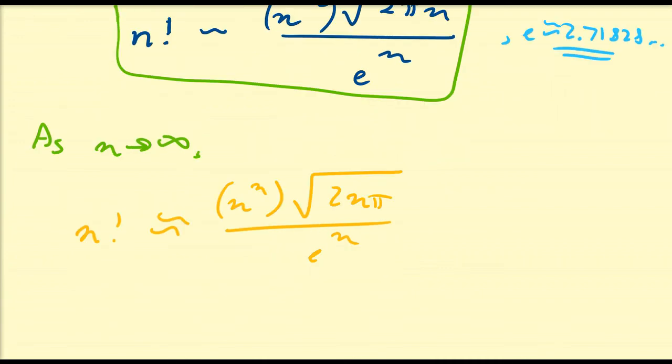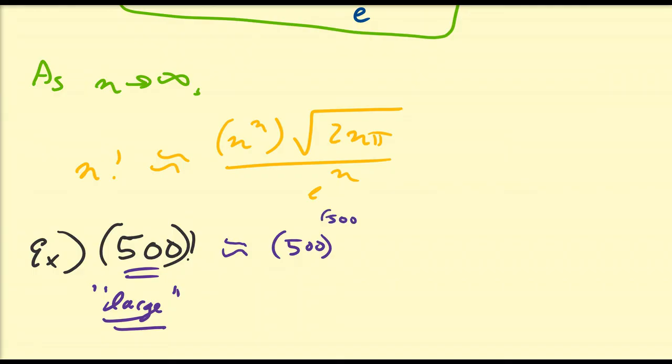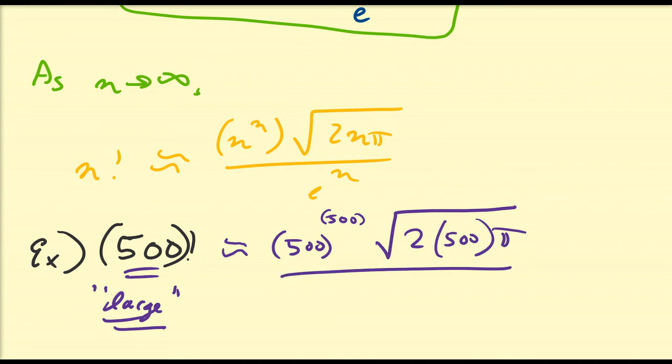So just as an example to illustrate this idea, suppose we want to give an approximation for 500 factorial. We know factorials grow really, really large, really, really quickly. So 500 factorial is definitely a subjectively large number. But it's going to be close to 500 to the power of 500, which we can find, multiplied by the square root of 2 times 500 times pi, which we can approximate, divided by e to the power of 500, which we can approximate, and we can approximate this quotient.